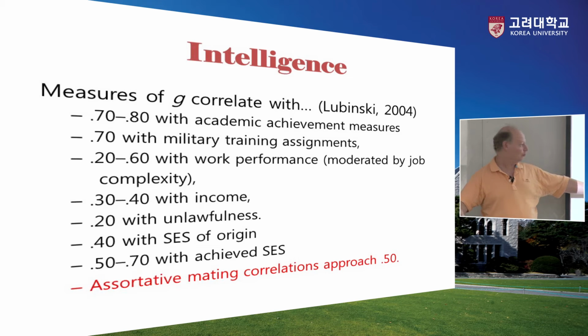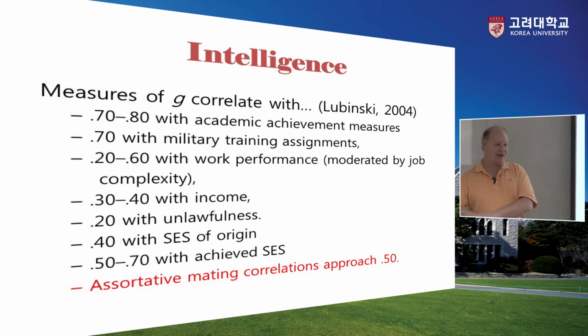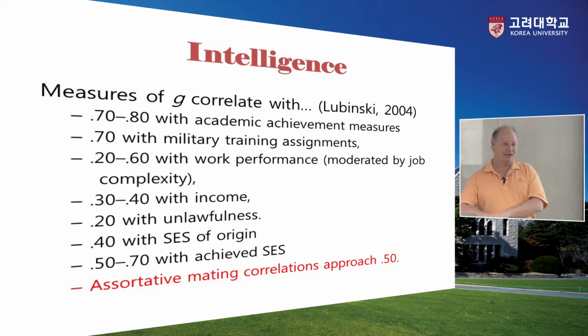It correlates 0.4 with your socioeconomic status of origin, that is, of your parents. Anybody know why that is? Why do smart people have wealthier parents? Come from better off families? Two. One is smart families are more likely to have higher income. They're also more likely to educate their children better, because intelligence isn't fixed. So if you're in a more enriched environment, you can get better at it. You can get better at thinking. You can get smarter. And second, there's a strong genetic component to it.